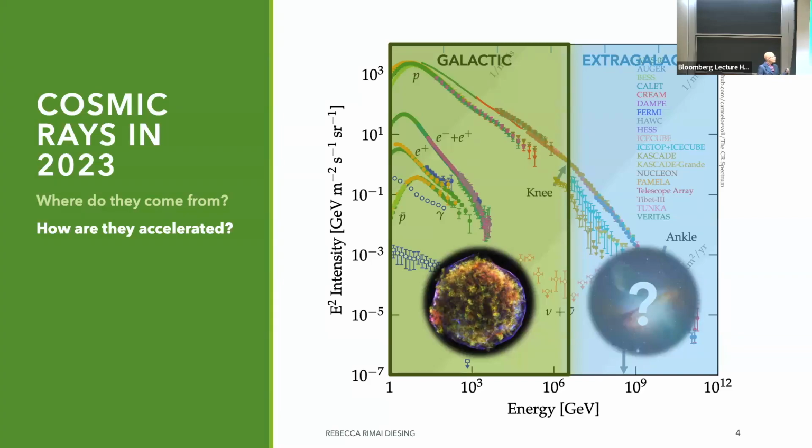If we believe that shocks are accelerating particles and we have a theory for what kind of particle distribution you should get, now we can take that question and flip it on its head and say, if we know how these are being accelerated, what can we learn about their accelerators?